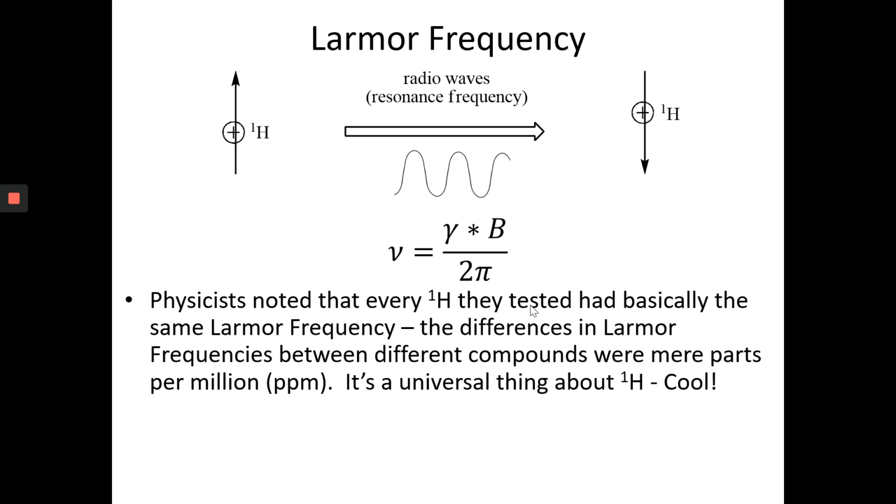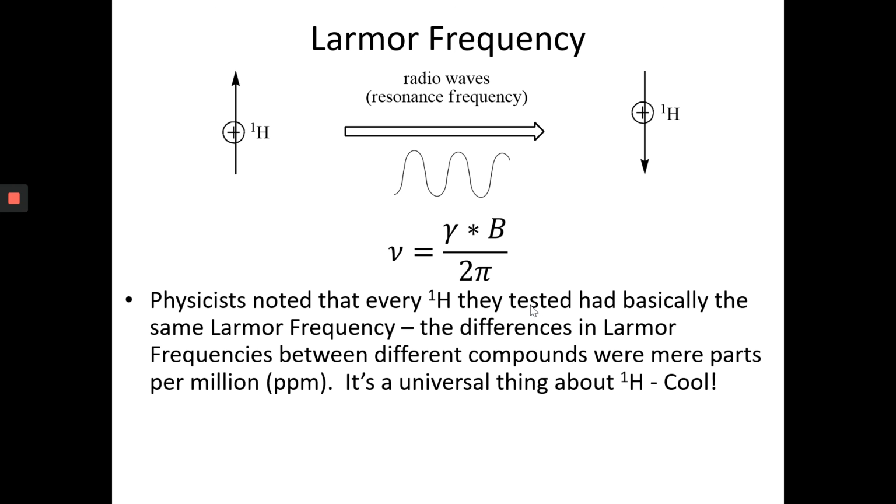So, physicists did a bunch of experiments in their fancy new spectrometers. And what they noticed was that when they tested different batches of compounds that contained hydrogen, they had basically the same Larmor frequency. So they put in some water. Water, of course, has hydrogen in it. They tested its Larmor frequency, jotted that down, pulled out the water, put in some ethanol, put in some acetone, put in some propane, lots of different compounds. They all have hydrogen. The Larmor frequencies for hydrogens were all basically the same, right? The differences were mere parts per million, right? So they were almost exactly the same, except for little teeny tiny differences.